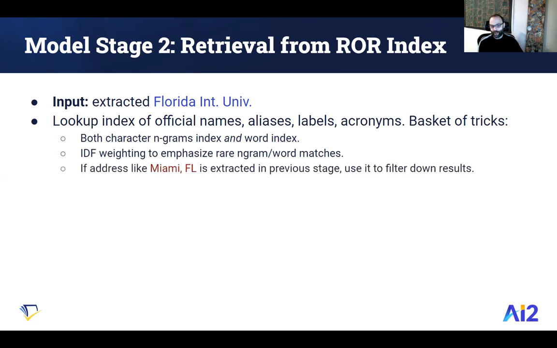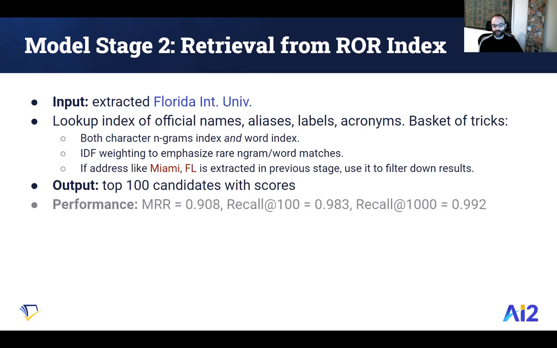And we also use the address here. So if in the previous stage you might extract the address, we use it to filter it down. So if it's Miami, Florida, we remove all entries that aren't from Miami or from Florida because those are now becoming very unlikely. At the end of this, from 100,000 plus, we have an output of 100 candidates with scores that are assembled from these IDF weights.